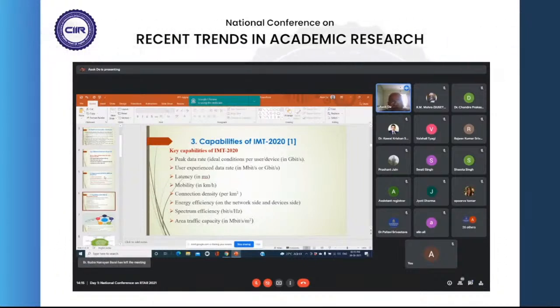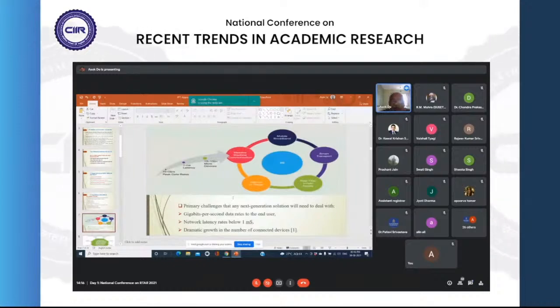The key capabilities of IMT 2020 are basically the main features of the 5G communication system. The peak data rate, in ideal condition per user per device, will be in terms of gigabit per second. And user experienced data rate should be megabit per second or gigabit per second. Latency must be in milliseconds. Mobility in kilometer per hour, connection density per kilometer square, energy efficiency on network side and device side should be highly energy efficient, spectrum efficiency, and area traffic capacity. These are the key features of our 5G communication systems.